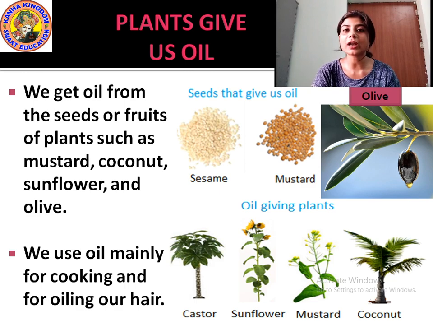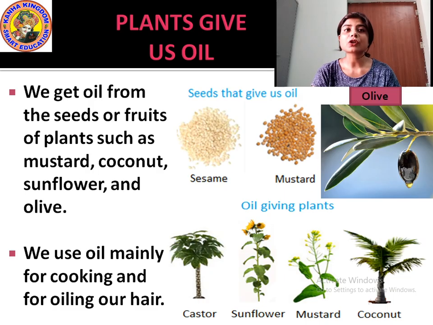From where do we get oil? We get oil from the seeds and fruits of a plant, such as mustard, coconut, sunflower and olive. These are some plants that give us what? This gives us oil. The seeds and fruits of these plants give us oil.